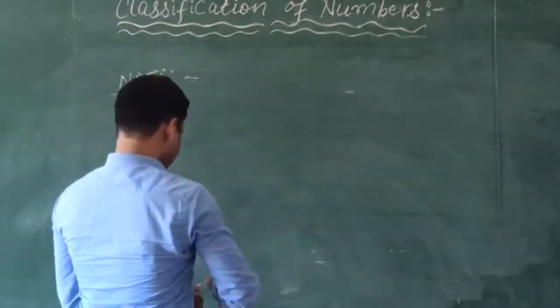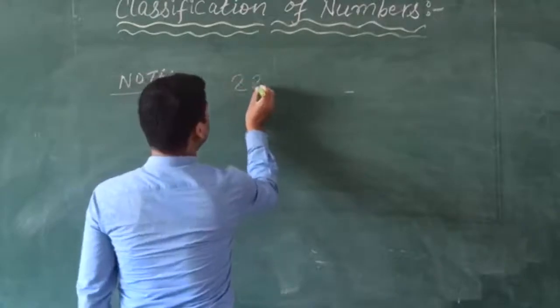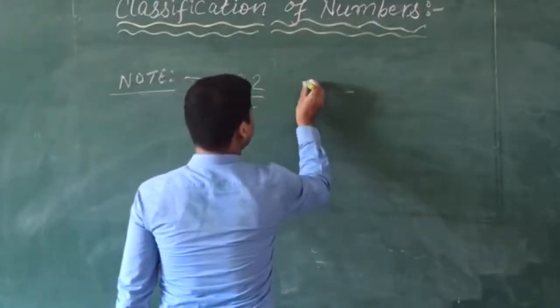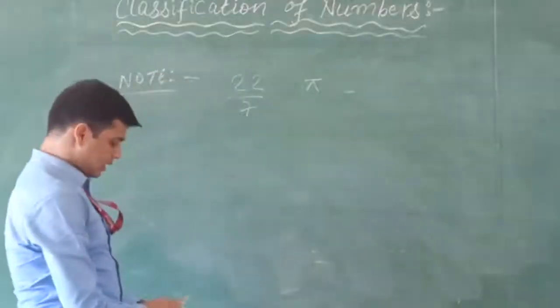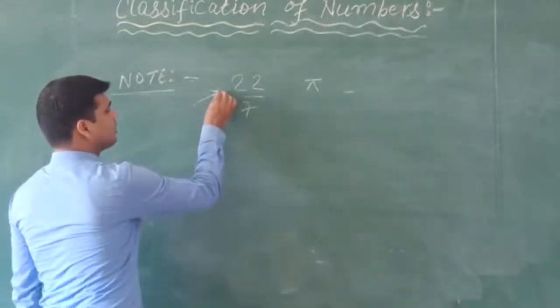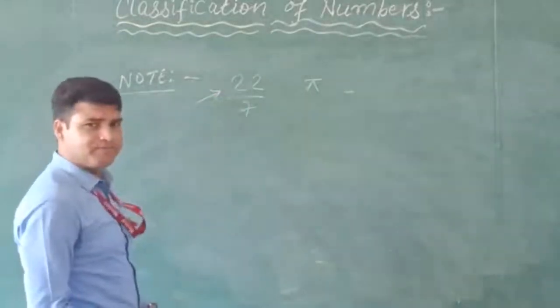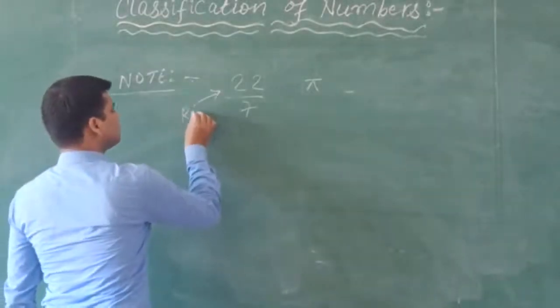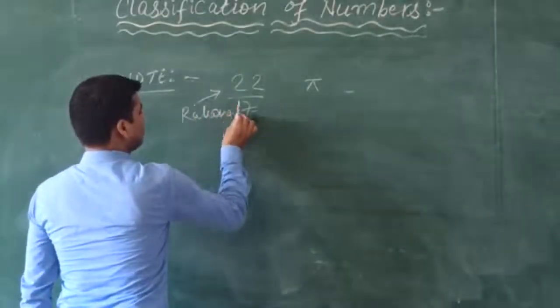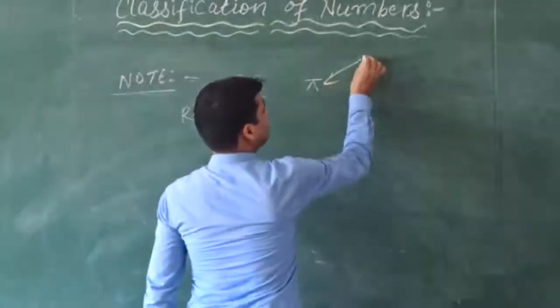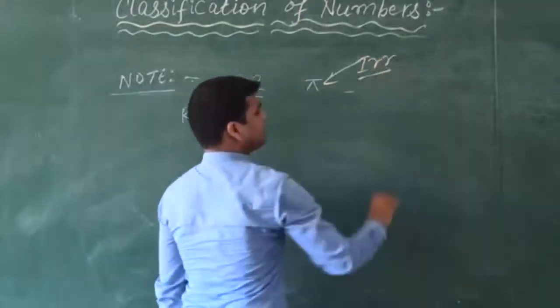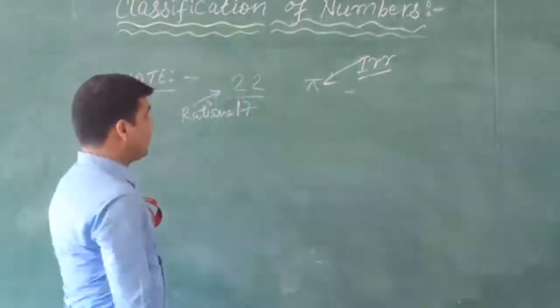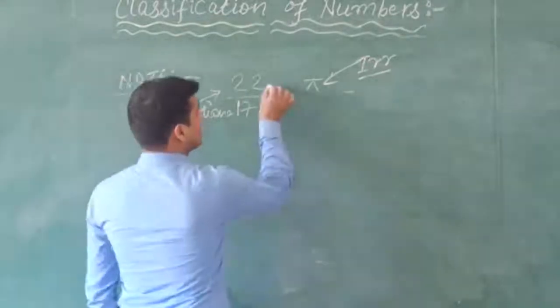I am asking here about 22 by 7 and pi. We know that 22 by 7 is a rational number. How? It is of the form p by q, where q is not equal to 0, so we can say this is a rational number. What about pi? Pi is an irrational number, as we have studied. Are both equal or not? No, both are not exactly equal.